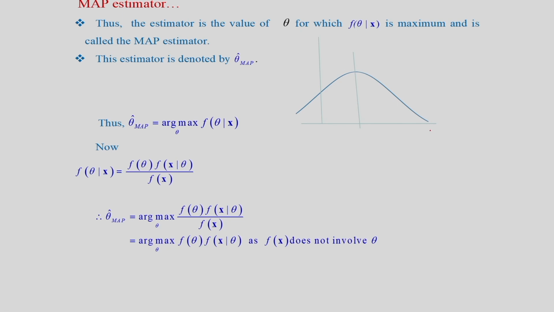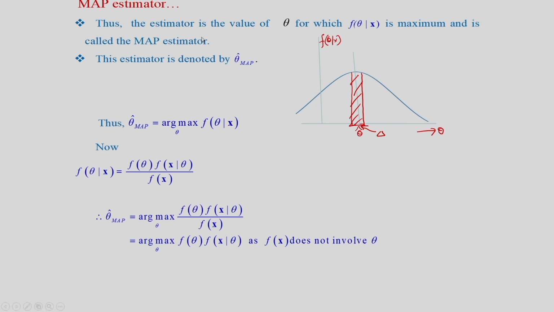Suppose this is my theta and this is my f of theta given x. Now, this density function has a maximum at this point. Now, if I put my theta hat here, and this interval is delta, then this area will be maximum if I put theta hat at this point corresponding to this maximum.